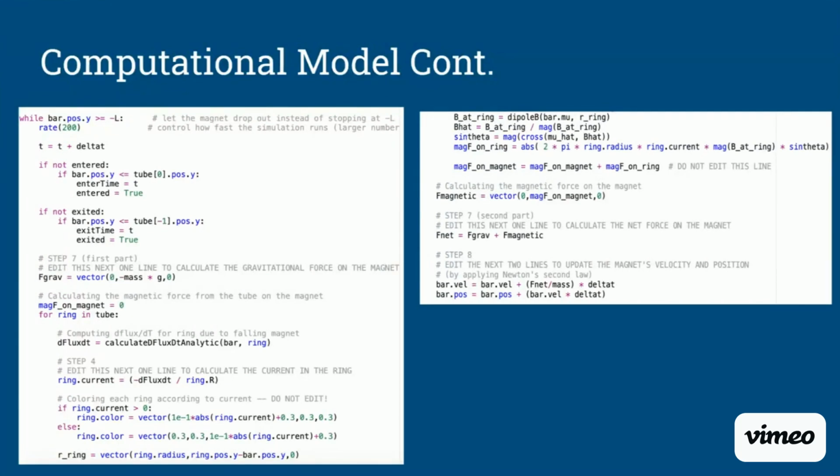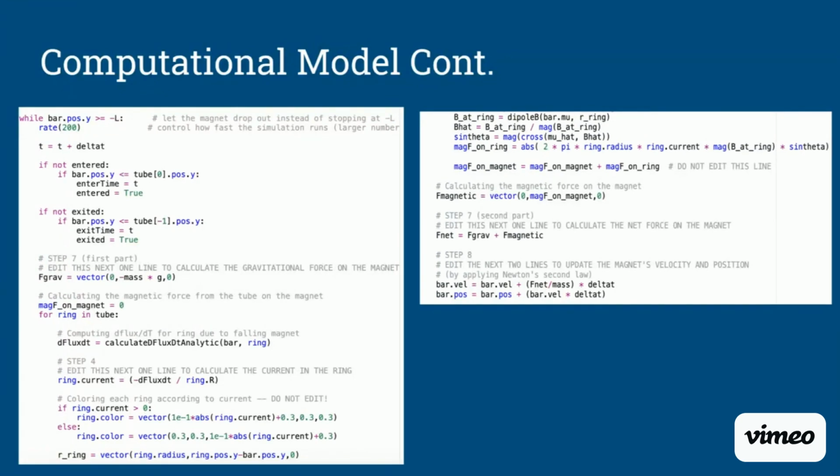Now that we have defined our functions, we will start a loop to calculate the flux of many rings in the tube as the magnet falls. For each ring in the tube, we calculate the change in flux, which induces a voltage in the ring, which in turn creates a current that we can solve using Ohm's law.